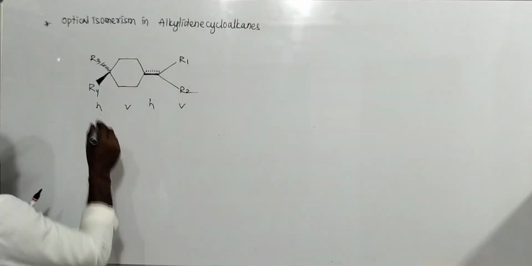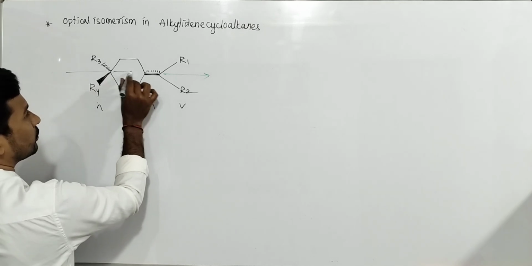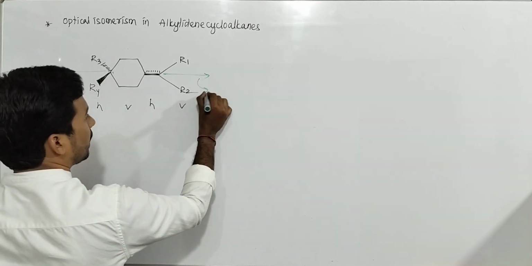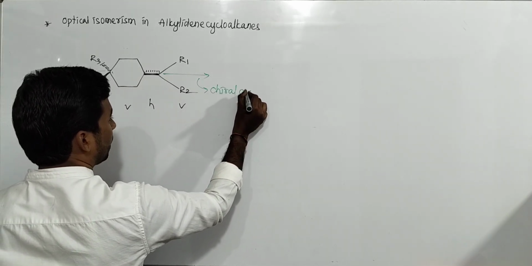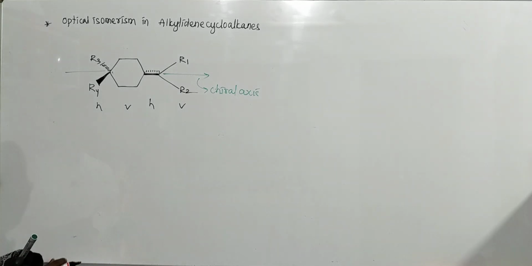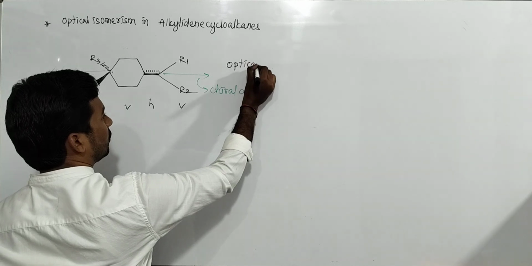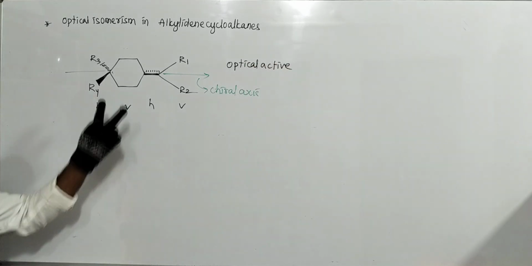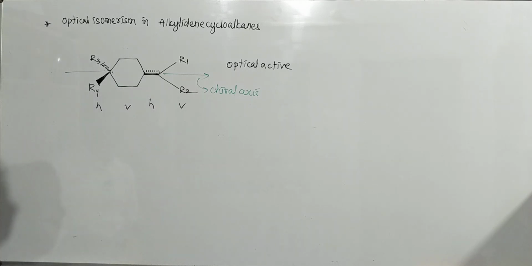So is a chiral axis present or not? Yes, a chiral axis is present. This is the chiral axis. Above and below the plane are different, so above the line and below the line are different. So there is a chiral axis, and this is optically active. Similar to the previous case, the only difference is that there were two double bonds, here one double bond and one cycle. That is the difference. Remaining all are the same.